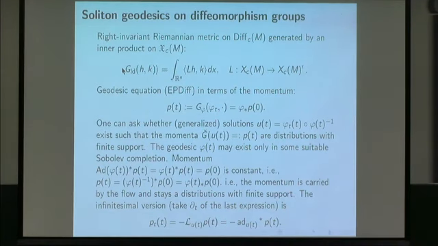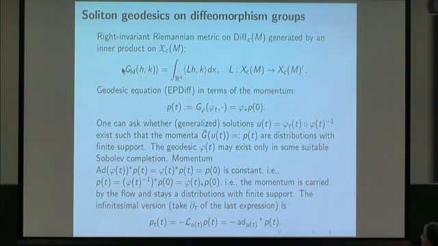So let us look for soliton geodesics on diffeomorphism groups first. This is just background information, and maybe my understanding is not completely correct, but Daryl will correct me. So right invariant Riemannian metrics on a diffeomorphism group. M is a manifold, a compact manifold, or Rn, and Diff_c means diffeomorphisms with compact support, which is the easiest to understand. Compact support means the deviation from the identity is only within a compact region, and they are generated by an inner product on the Lie algebra of vector fields on M.